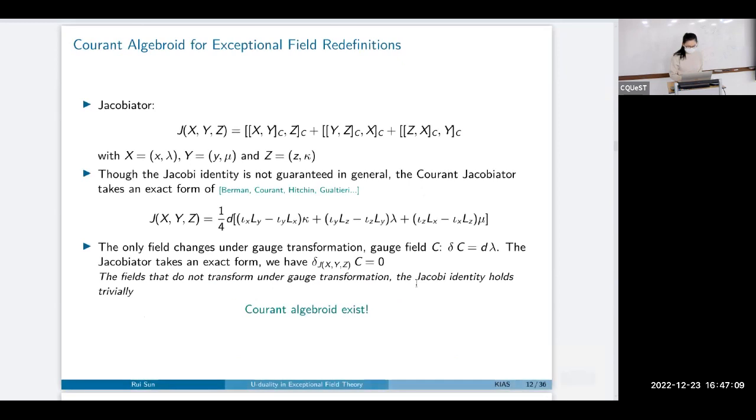So this guarantees we have a proper Courant algebra for exceptional field theory. It's not automatically satisfied, but for exceptional field theory with the only gauge field being the three-form here, this indeed exists. So it makes sense that we study the Courant algebra mapping in exceptional field theory.